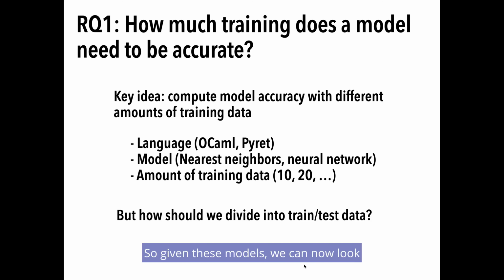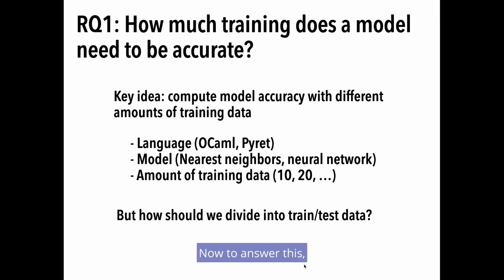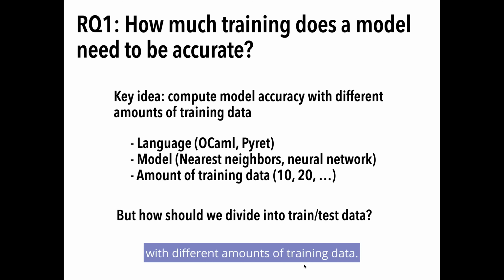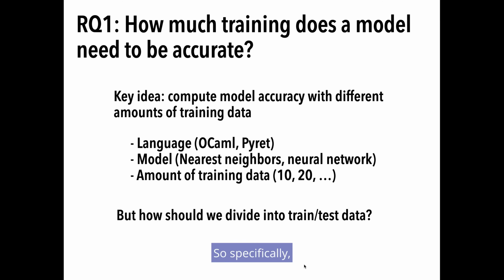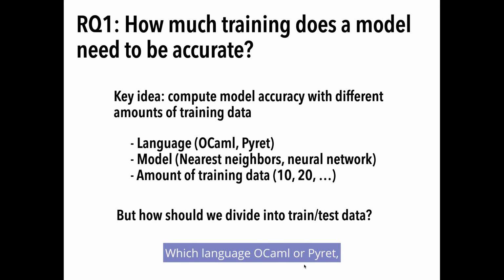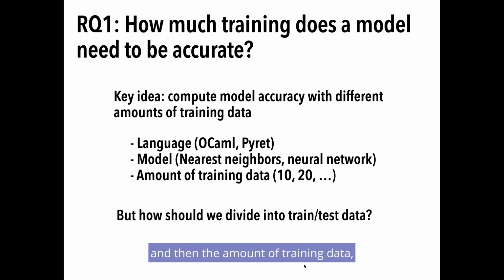So given these models, we can now look at the research questions in our evaluation. For starters, how much training does a model need to be accurate? Now, to answer this, the basic concept is to analyze the accuracy of each model with different amounts of training data. And then the shape of that curve gives us insight. So specifically, there are several parameters in this experiment: which language, OCaml or Pirate, which model, nearest neighbors or neural net, and then the amount of training data, 10 points, 20 points, so on.